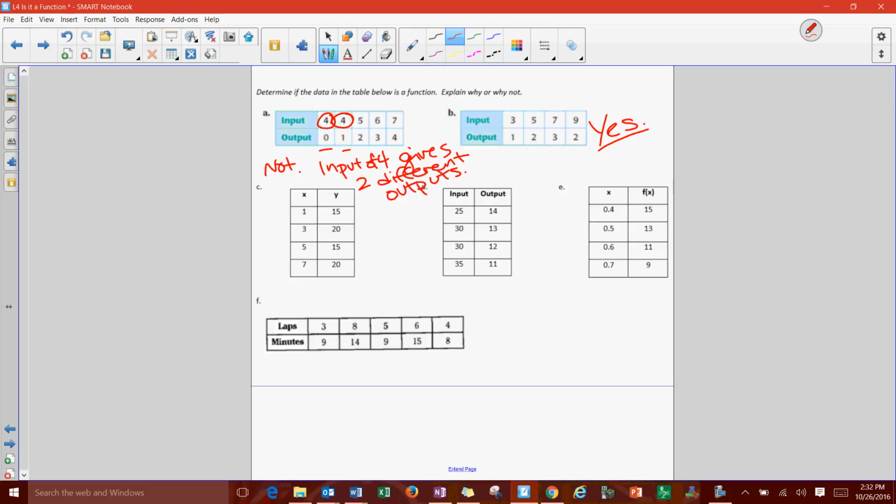All right, now let's relate this to x and y. If we look at letter C, my inputs are 1, 3, 5, 7. Are they being repeated? No. So yes, it is a function. Take a minute, pause the video, and try the rest of these, and then I'll give you answers.